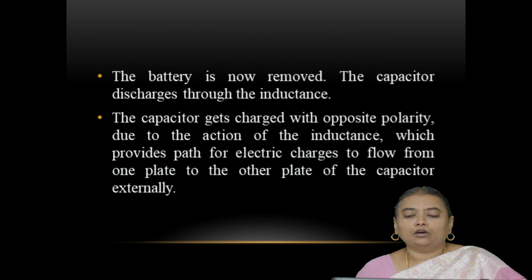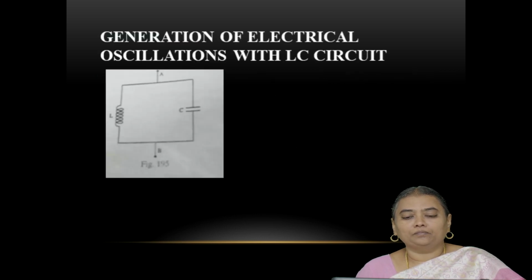The battery is now removed. The capacitor discharges through the inductance. The capacitor gets charged with opposite polarity due to the action of the inductance, which provides a path for electrical charges to flow from one plate to the other plate of the capacitor externally.